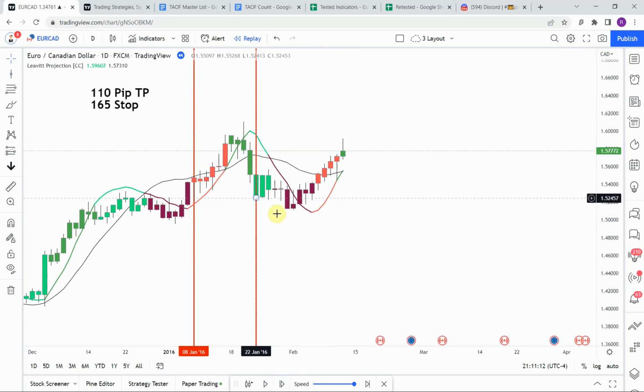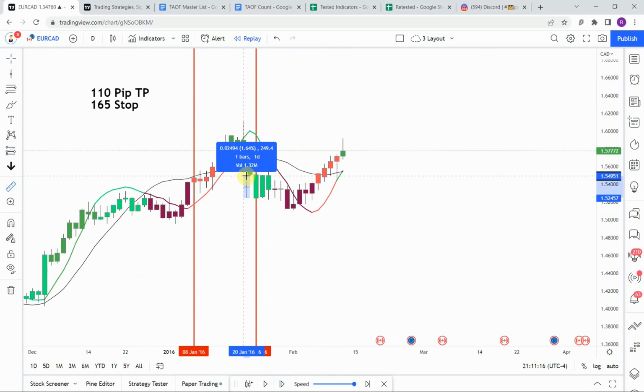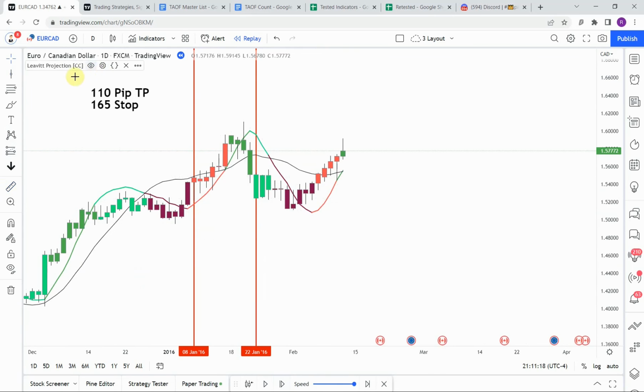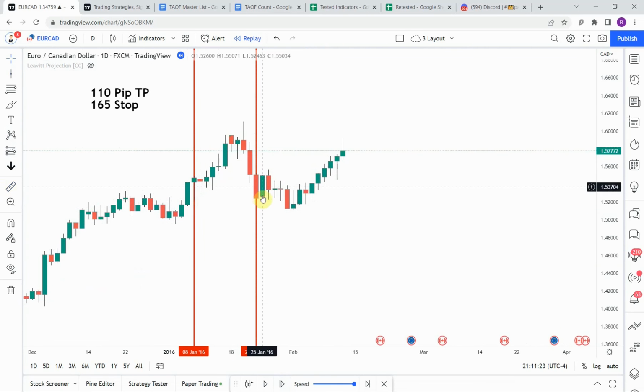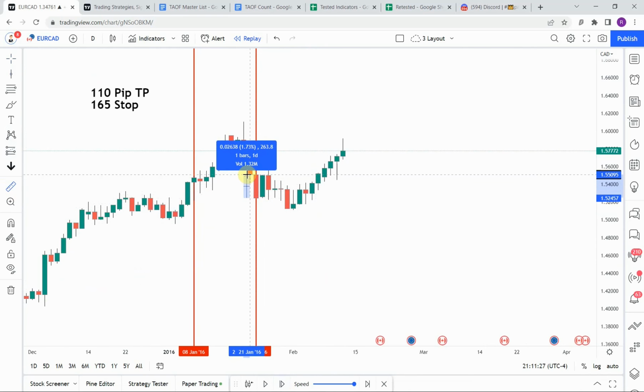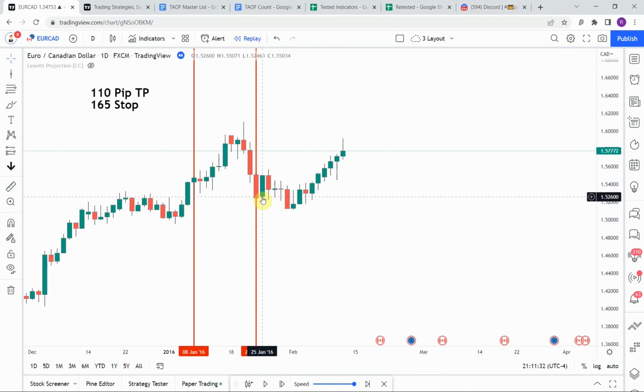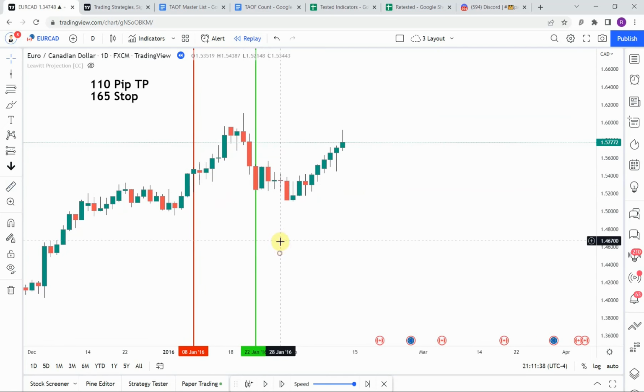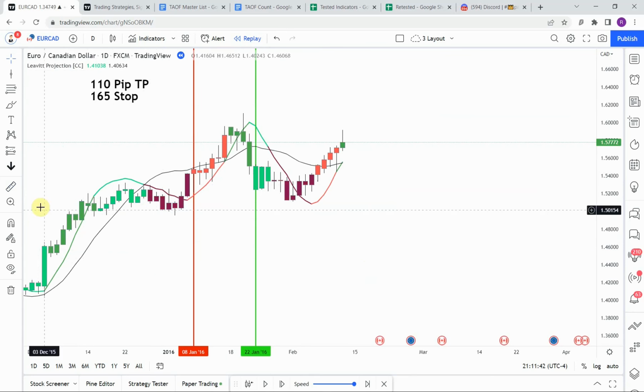So that's actually a long signal right there. And interesting enough, if I turn this off, you can see that this was a big red candle. Then we get an immediate spike back in the upward direction with a big green candle right here. Right as we would have entered on the open of this candle, we got that spike back up, and that one does get us to our take profit. Let's go ahead and continue on.